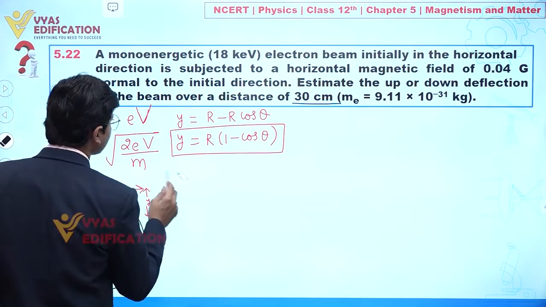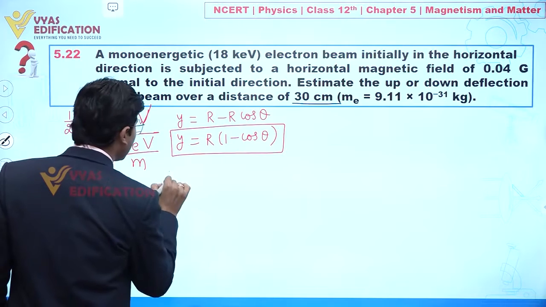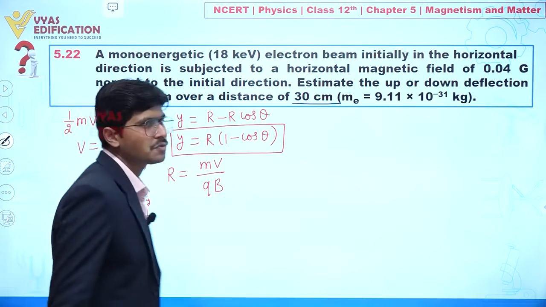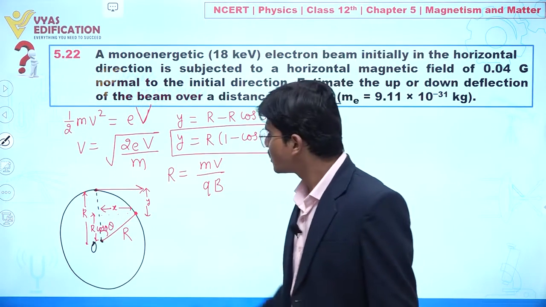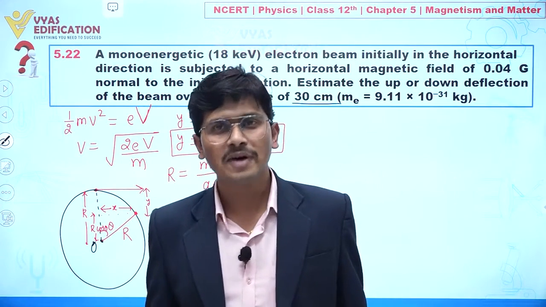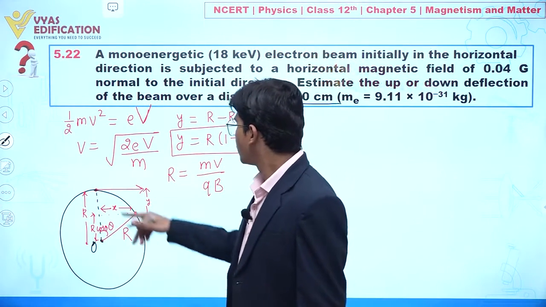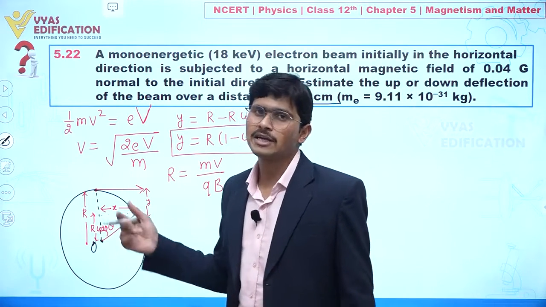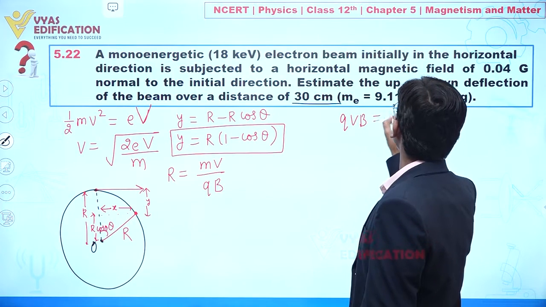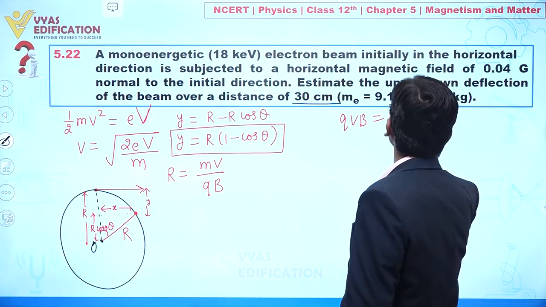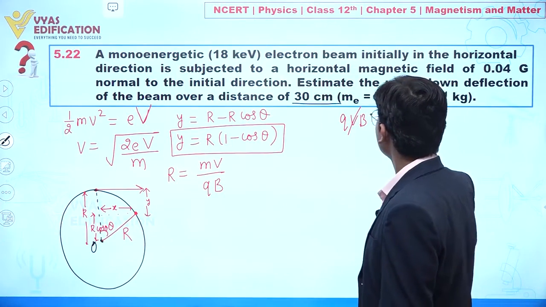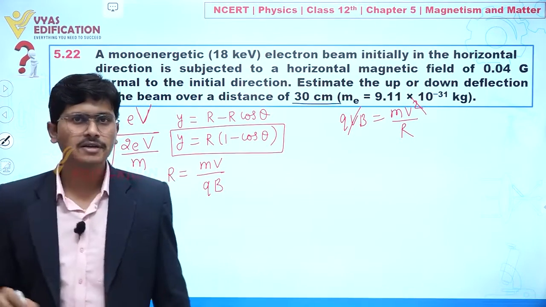So from there we can see the radius, capital R. How can we calculate this capital R? Directly you know the formula, capital R is given by mv/qB. From where are we getting this formula? When this electron is moving in this circular path, the necessary centripetal force is provided by the magnetic force. In short, qvB equals mv²/R. From here v and v cancel out, and we can write R = mv/qB. Clear to everyone? Yes.